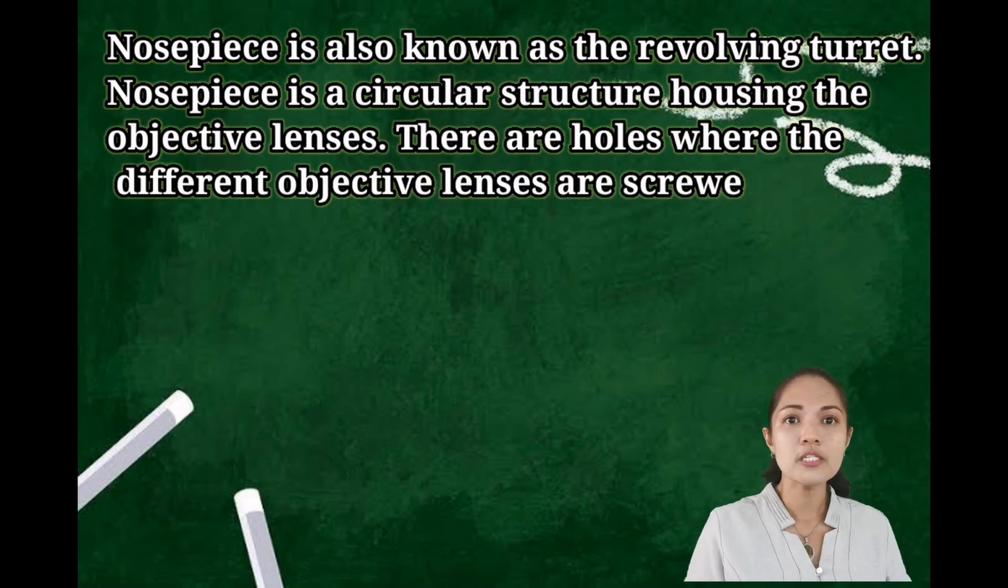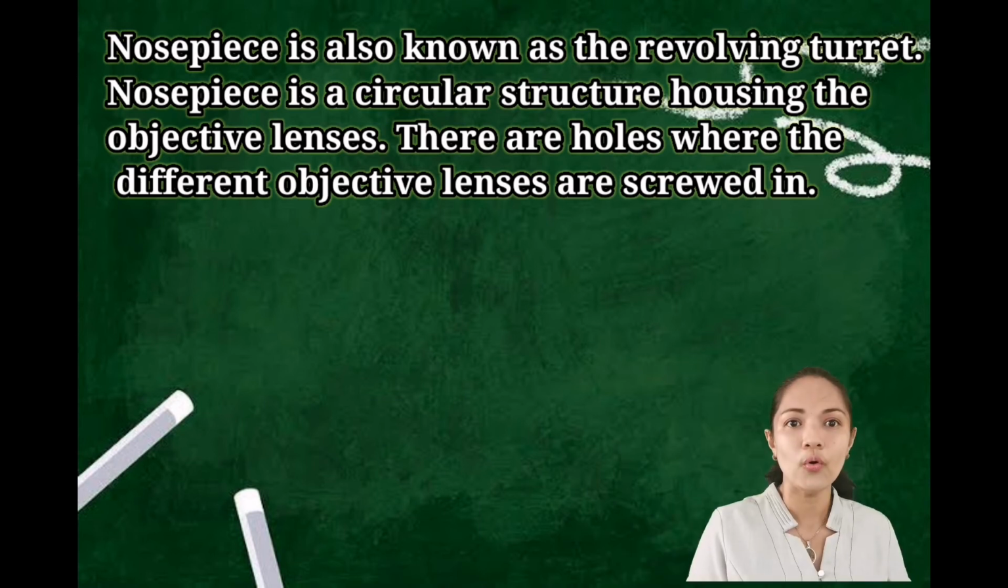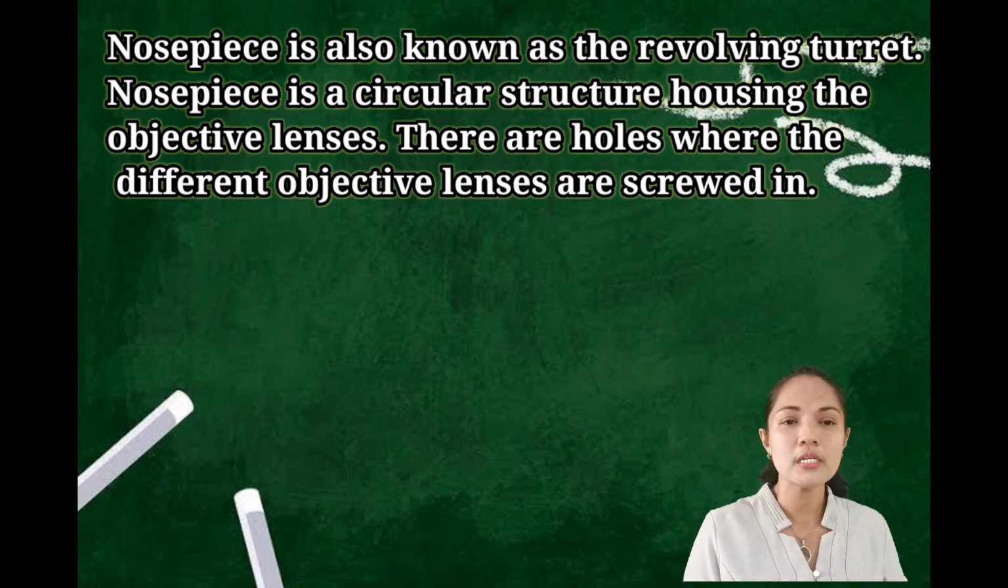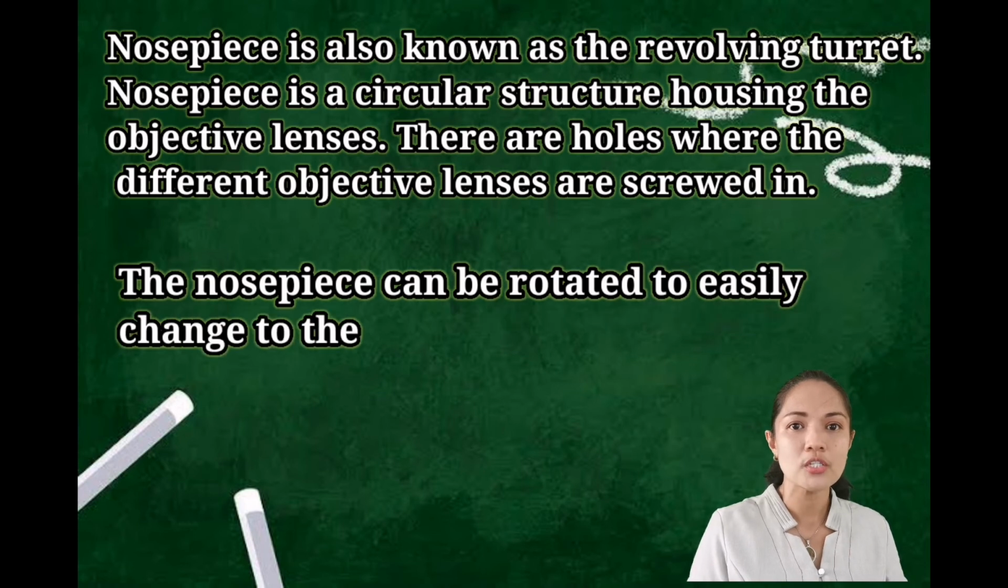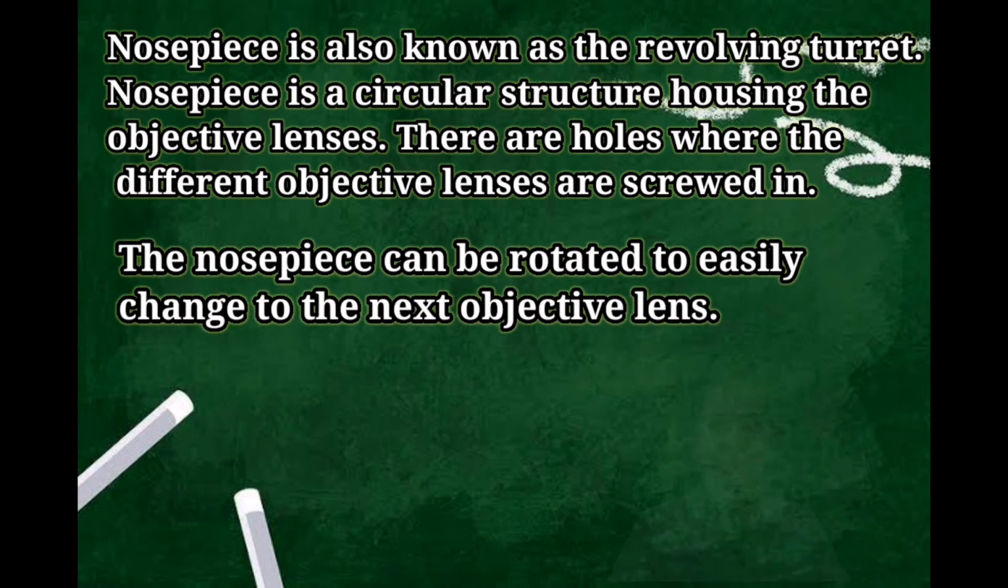Nosepiece. The nosepiece is also known as the revolving turret. It is a circular structure housing the objective lenses. There are holes where the objective lenses are screwed in. The nosepiece can be rotated to easily change to the next objective lens.